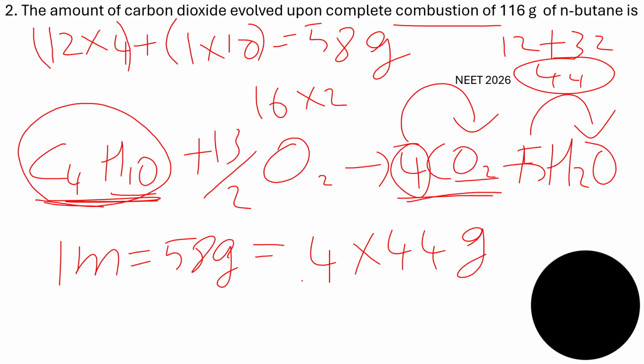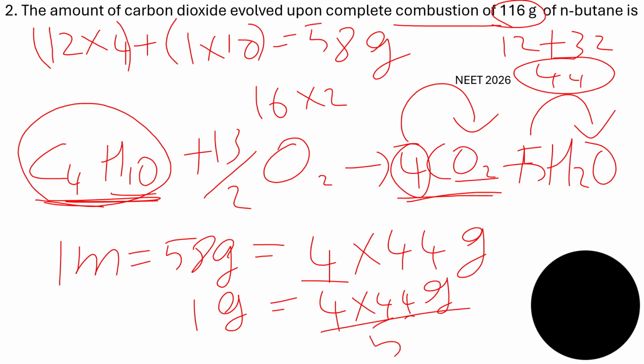Because it is a 4, here it is a 4. They are asking for 116 gram. Then how to solve this? This is so simple. Okay, 1 gram of butane gives 4 into 44 gram divided by 58.